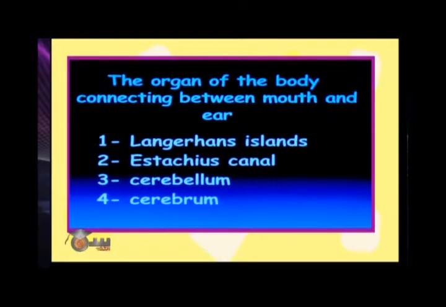Cerebellum. Final answer, Karim. Again, the organ of the body connecting between the mouth and ear. The choices are Langerhans islands, Stachius canal, cerebellum, cerebrum. Number two is Stachius canal. Yes, Karim. Excellent. It will be Stachius canal.